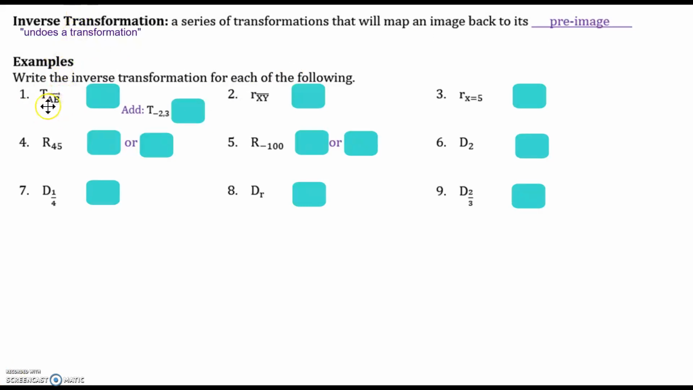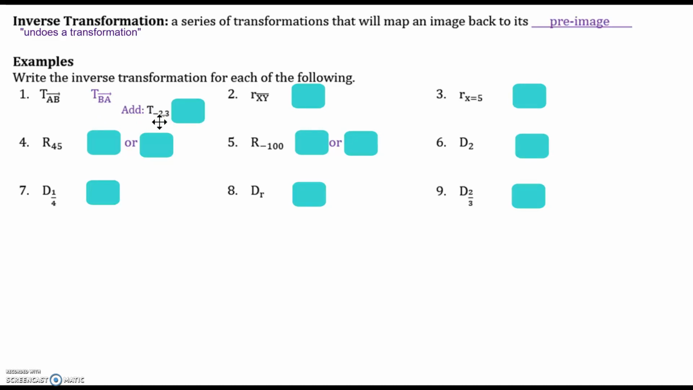So if we think about these examples, number one, we have a translation along vector AB. That means we move from point A to point B. If we wanted to undo that, we would go the other way. We would start at B and go back to A. We would go in the reverse direction.